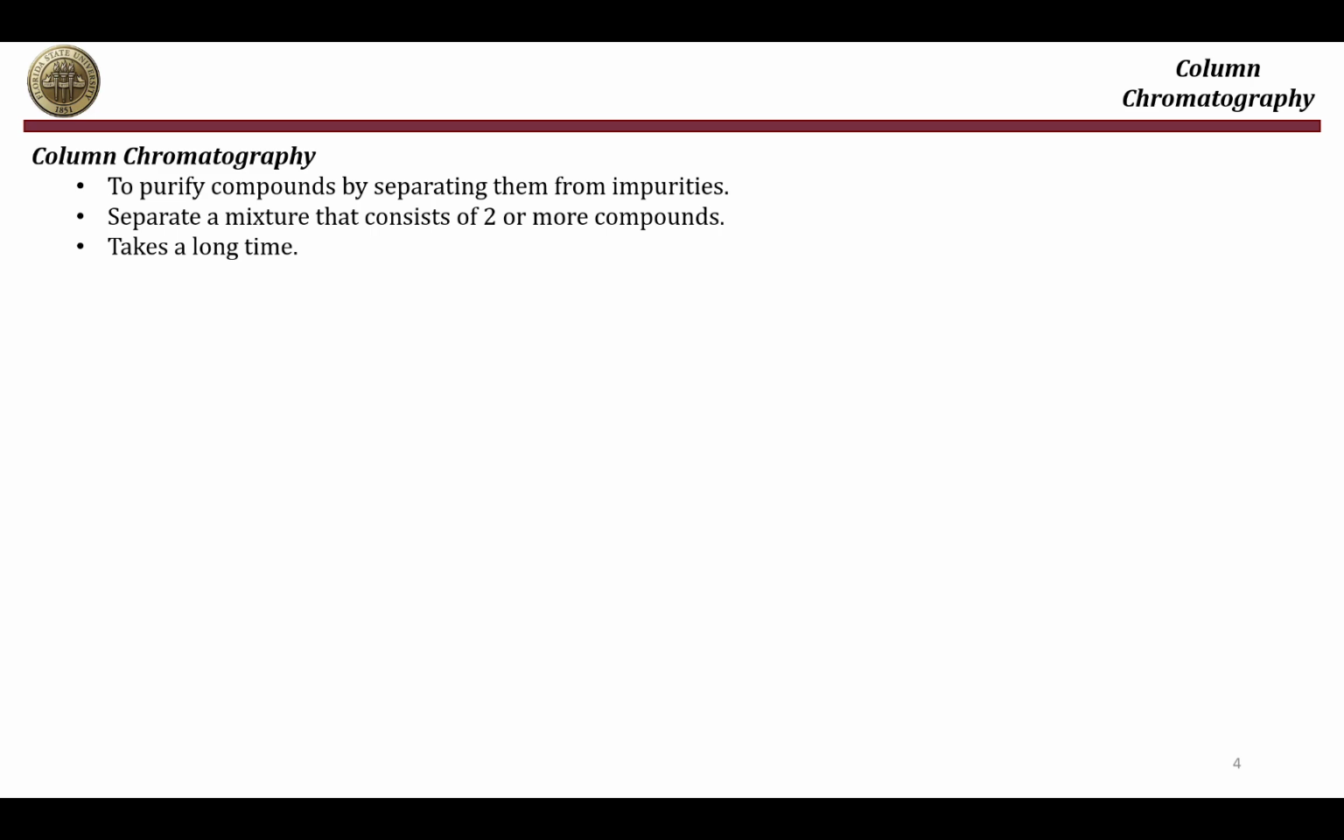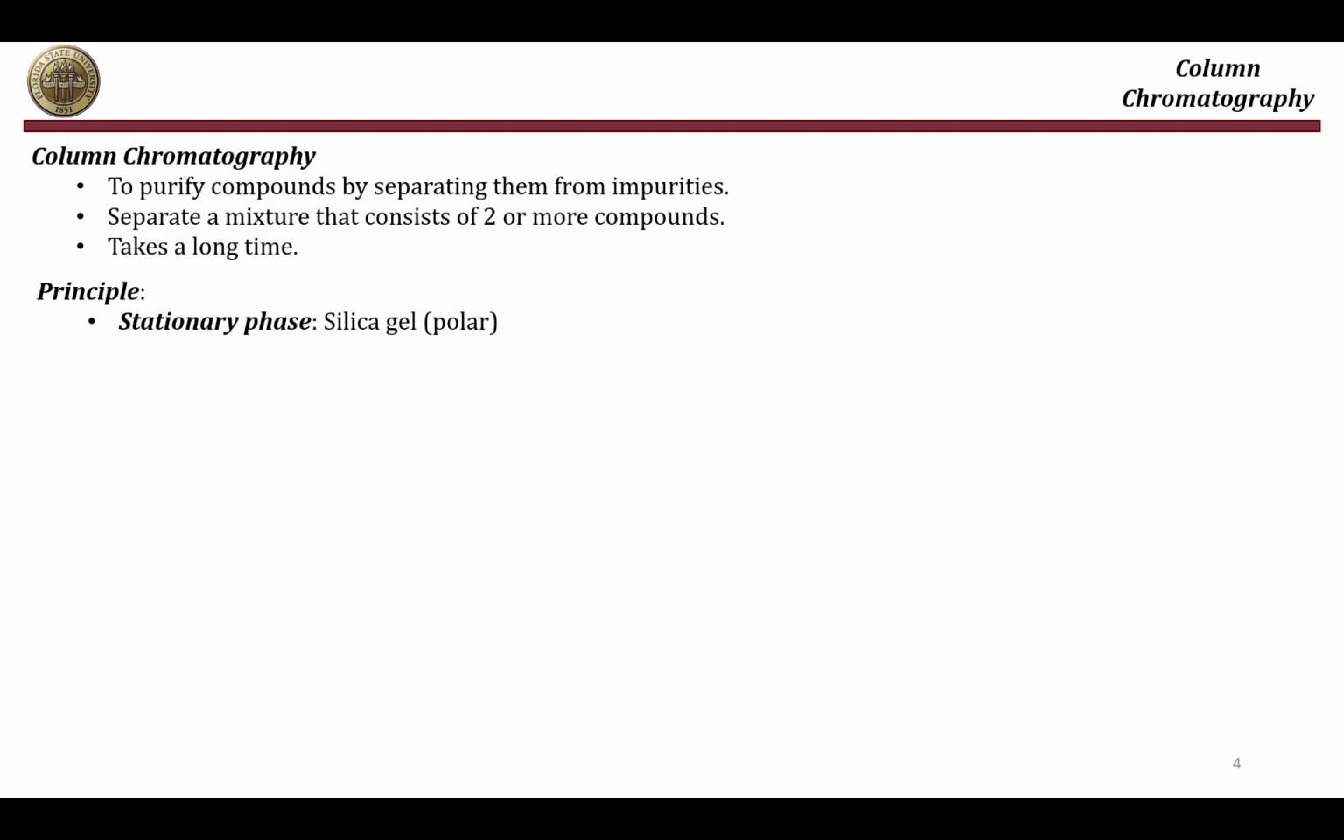Usually column chromatography takes a long time. It may take 1 hour, 2 hours, 3 hours, and so on, depending on the length of the column, the amount of the material that you are using, and the rate at which the separated substances are moving out of the column. So how does column chromatography work?